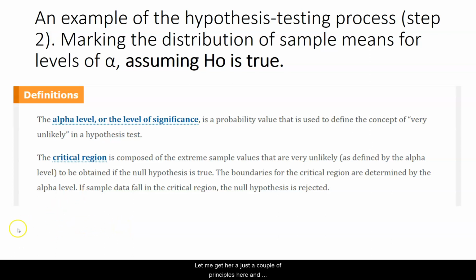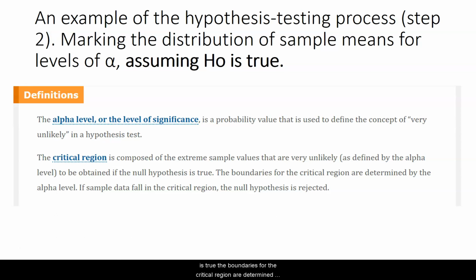Well, let me iterate just a couple of principles here, and we'll move on to an even more concrete example. An example of the hypothesis testing process, again, marking that distribution. The alpha level, or the level of significance, is the probability value that's used to define the concept of very unlikely. Again, arbitrary, but widely accepted as 0.05. That critical region is composed of the extreme sample values that are unlikely, as defined by alpha, to be obtained if the null hypothesis is true.